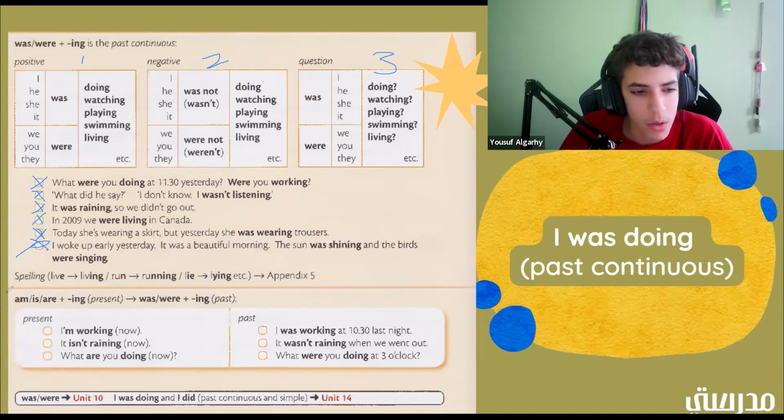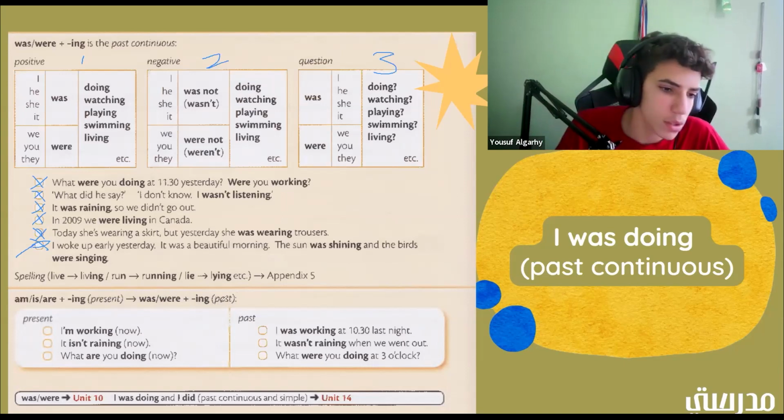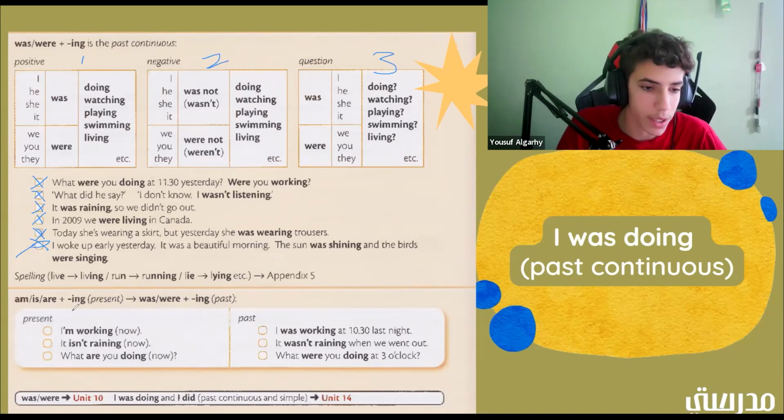All right. So now we have am, is, are plus ing, which is present. Was and were is past. So here we have present ones. I'm working, which means I am working now. It isn't raining, which means it's not raining right now. What are you doing? Which means what are you doing right now?